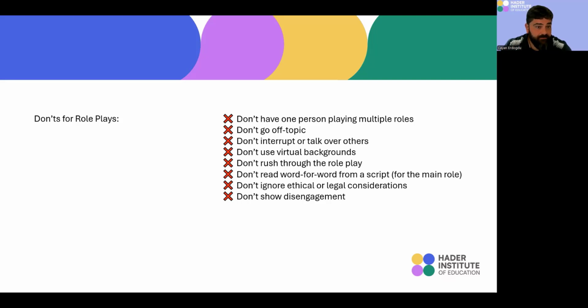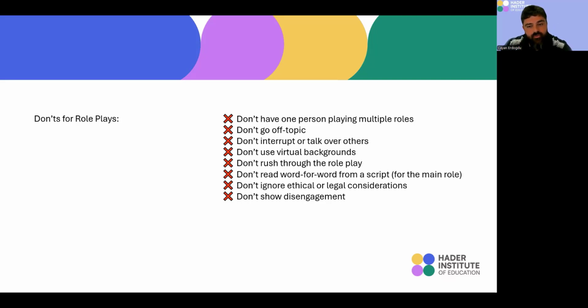This one's important. Don't read word for word from a script for the main role. Again, the supporting role, your friends and families who help you to play the participants in the role play, can read off scripts, but you, the learner who is being assessed, cannot read off scripts. You can have notes to help you and prompt you, but that is it.